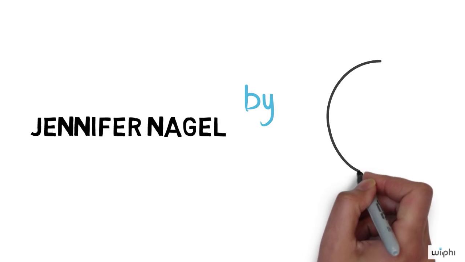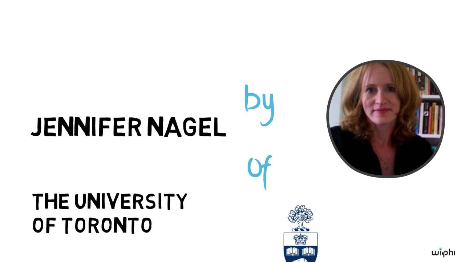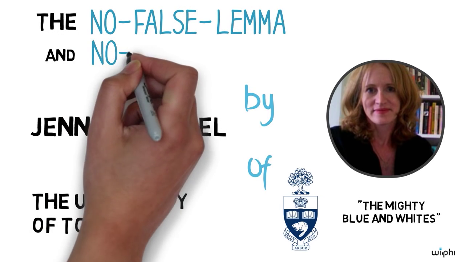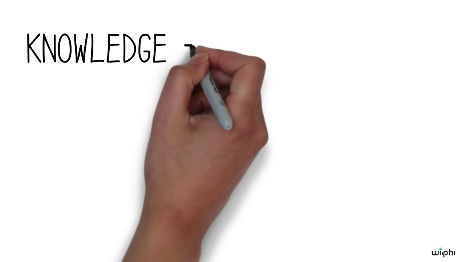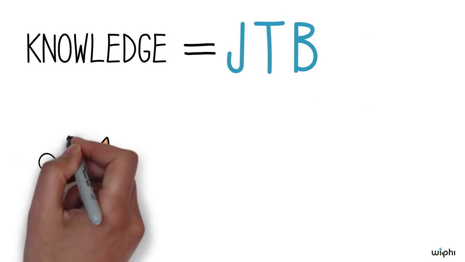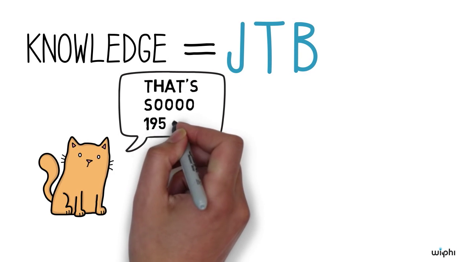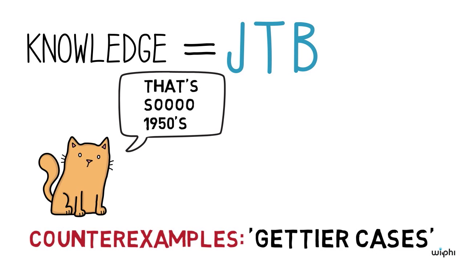I teach philosophy at the University of Toronto, and today I want to talk to you about analyzing knowledge. This video looks at two different ways to do this, both of which are modifications of the classical analysis of knowledge as justified true belief. The pure JTB analysis of knowledge is not very popular now. It's widely agreed that there are effective counterexamples to it, like the Gettier cases described in the last video.